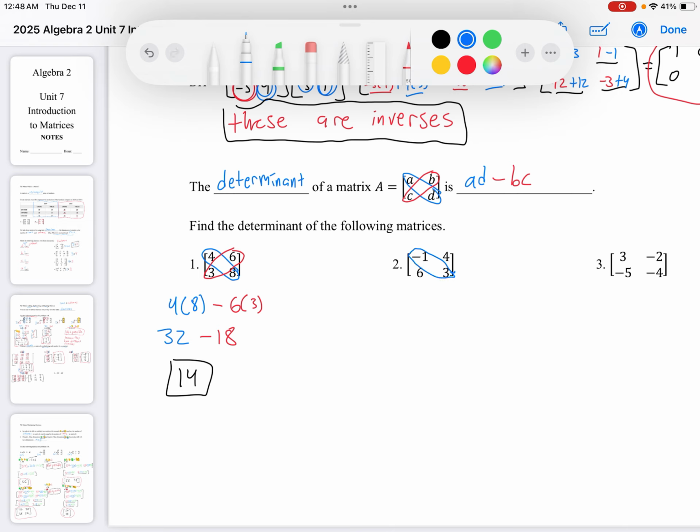So for this one, we start with -1 times 3, and we are going to be subtracting 4 times 6. Make sure that we are subtracting for these. So we're doing -1 times 3 and then subtracting 4 times 6. -1 times 3 is -3. And then 4 times 6 is 24. So I would be subtracting 24. -3 minus 24 is -27. So that is my determinant.